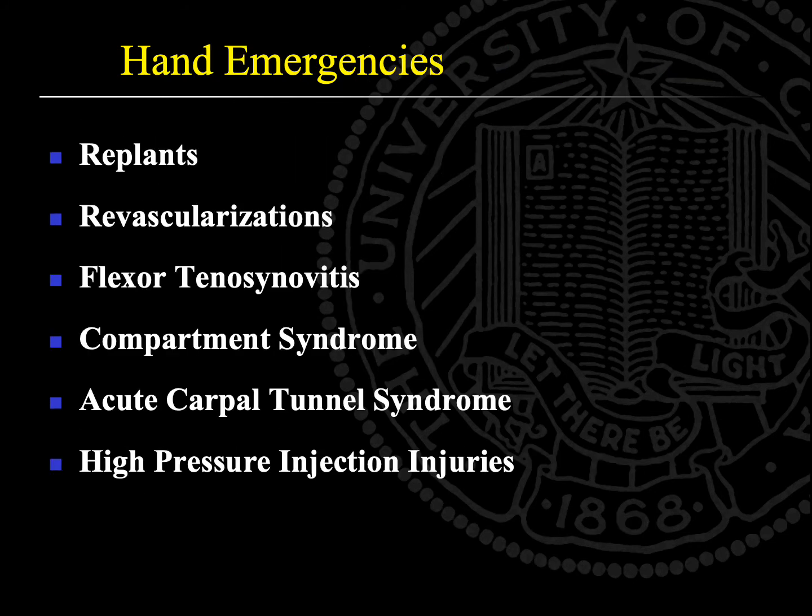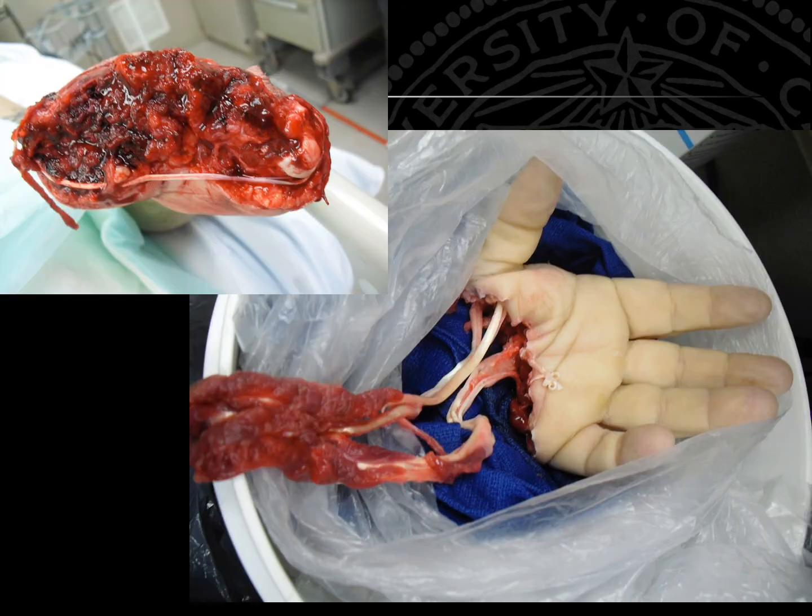So hand emergencies are typically broken down into replants, revascularizations, flexor tenosynovitis, by which I mean acute flexor tenosynovitis, ideally that's happened within the past 24 to maybe 48 hours, but doesn't have actively pussing out fingers. Compartment syndrome, acute carpal tunnel syndrome, and high pressure injection injuries. And the only one that probably isn't included here is necrotizing fasciitis.